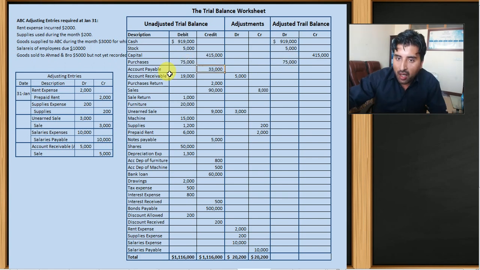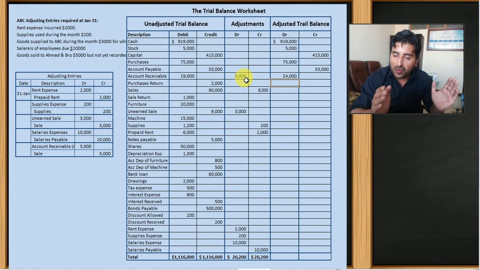Next we have account payable, having no adjustments, right? Just move it into the credit. Okay, here look, we have adjustments. Account receivable is having an adjustment, so the debit and the debit should be added, both of them. Okay, so equal sign 19,000 plus 5,000. Very much simple. The debit and the debit should be added and the credit should be subtracted.